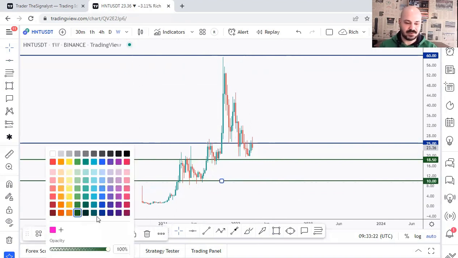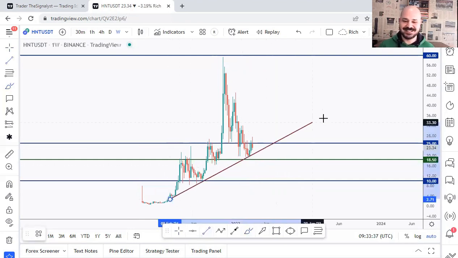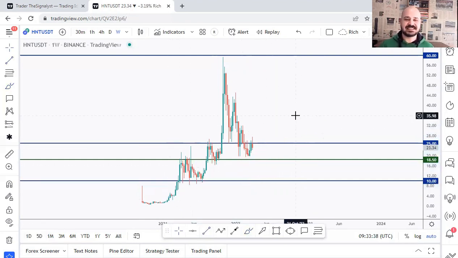Let's go for blue for this one. And that's it for Helium, right? So we've got our support and resistance levels: 10, 18.5, 25, and also the 30, which we are going to draw next. Now, let's go for our non-horizontal support and resistance, which I already drew, so you already saw it. But it's very simple. You don't need any tools to help you draw it. You just need to find the overall direction.